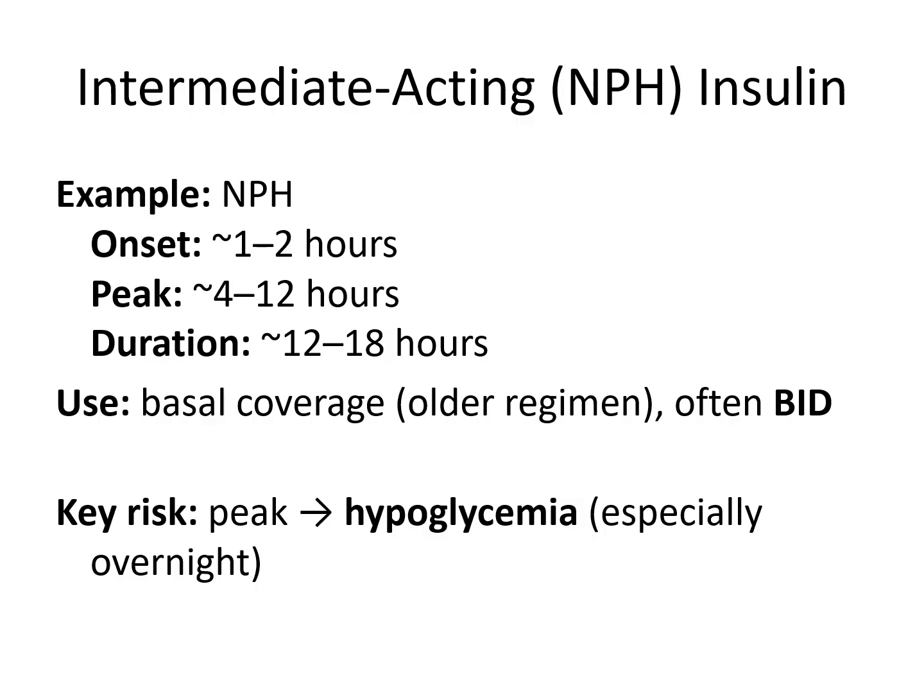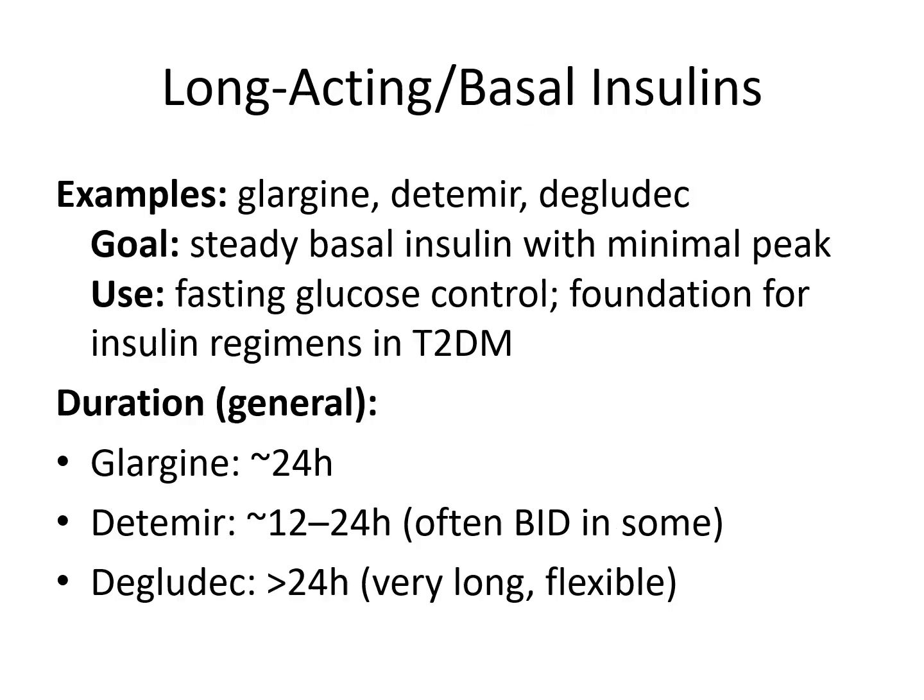So if a patient is reporting waking up shaky at 3 o'clock in the morning, we are thinking about peaking insulin like NPH. So let's look at our long-acting or basal insulins: glargine, detemir, and degludec. The goal of basal insulin is to provide steady background insulin with minimal peak. So unlike NPH, these agents are designed to have a flatter profile, which reduces that hypoglycemia risk.